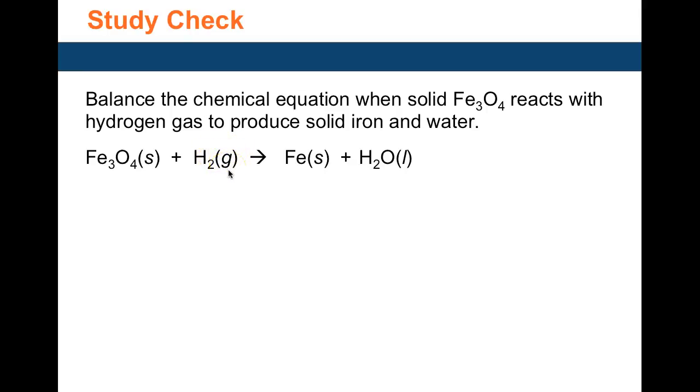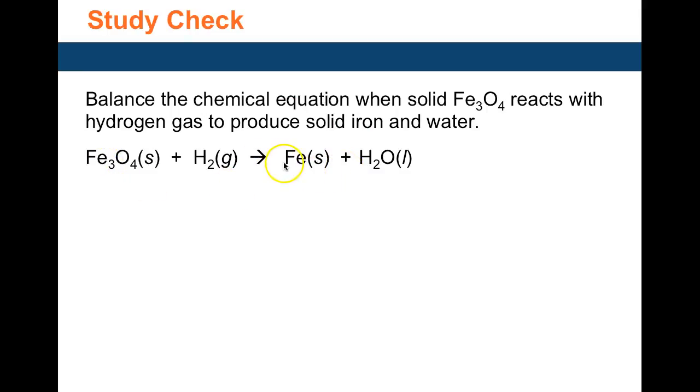And it says solid Fe3O4, so you put an (s) for Fe3O4, and it produces solid iron, so it's in its elemental state, Fe(s), and water. They didn't indicate the state, but water is liquid, so you'll put an (l) next to water. Produce means those are the products being formed. So you write this down, then make sure everything is balanced.